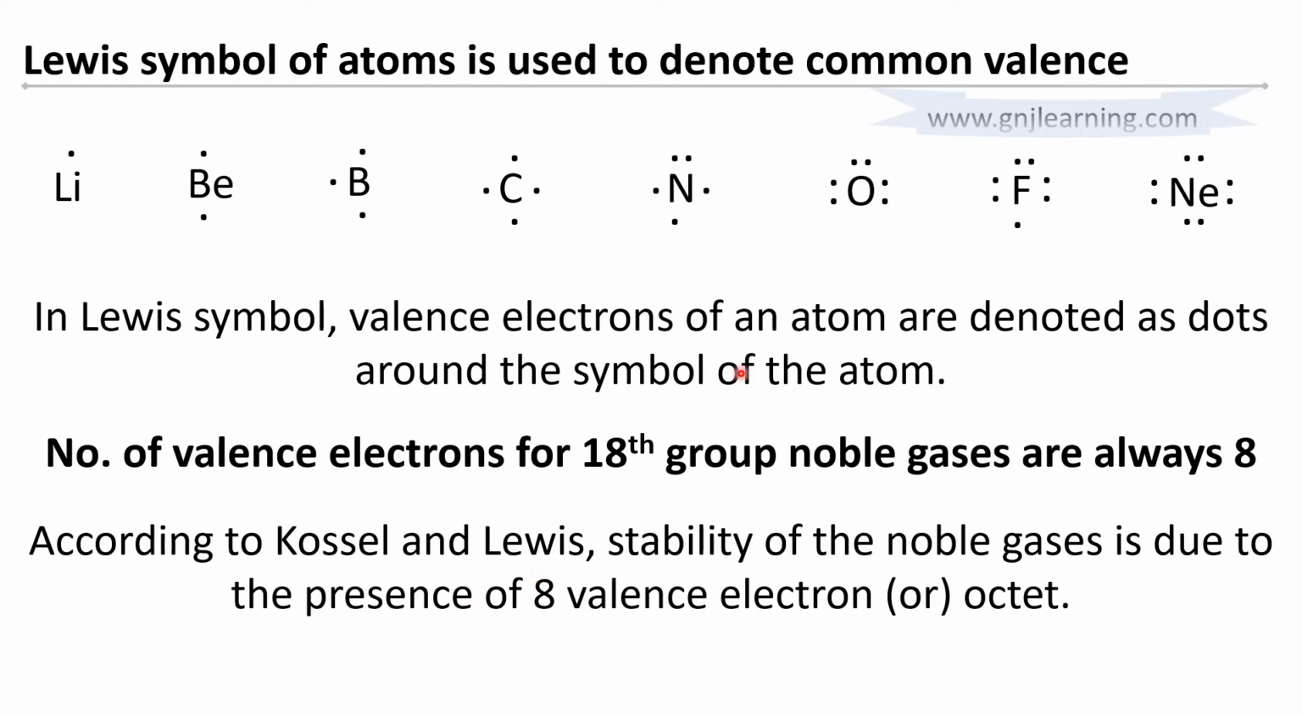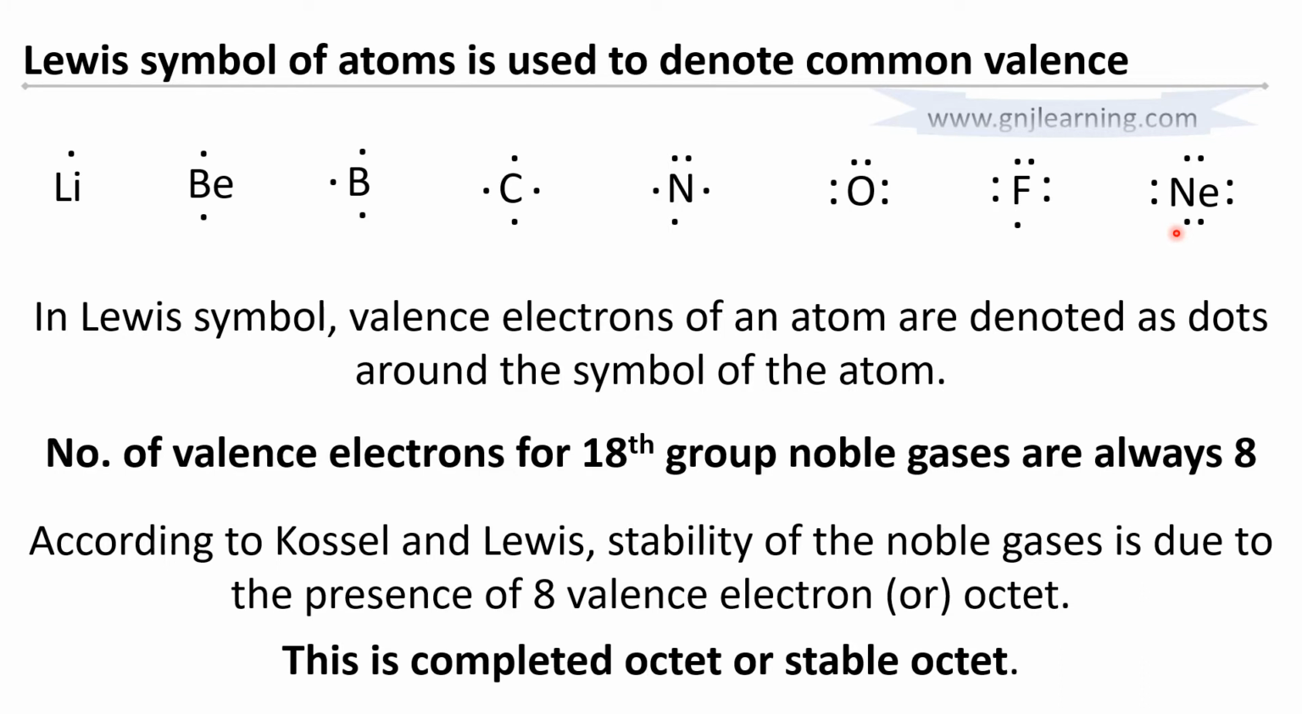For all the representative elements, they observed the common valence and found that the common valence of noble gases is 8 and the only stable atoms are noble gases. So they pointed out that the stability of noble gases is due to this octet, or the presence of 8 valence electrons. So here comes the next question. This is also called a completed octet or stable octet.